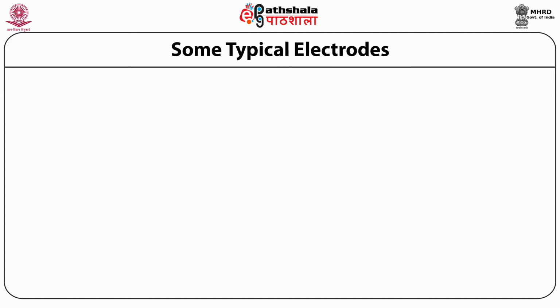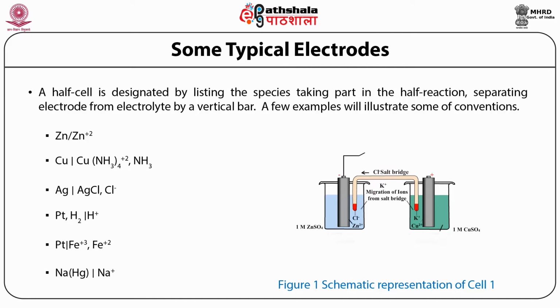So, if I consider an electrochemical cell which contains one anode and one cathode, or I can say one reference electrode and one working electrode, then there are different types of electrodes which we can take. We can take different types of working electrode, some of which I shall discuss here. A half cell is designated by listing the species taking part in the half reaction, separating the electrode from the electrolyte by a vertical bar. For example, I will illustrate some of the conventions.